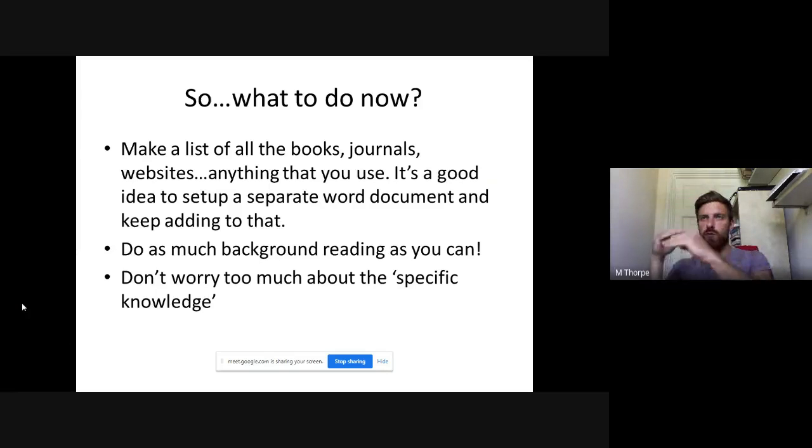Just try and separate it into books, websites, journals, podcasts, whatever. Just stick it down there and keep saving it.